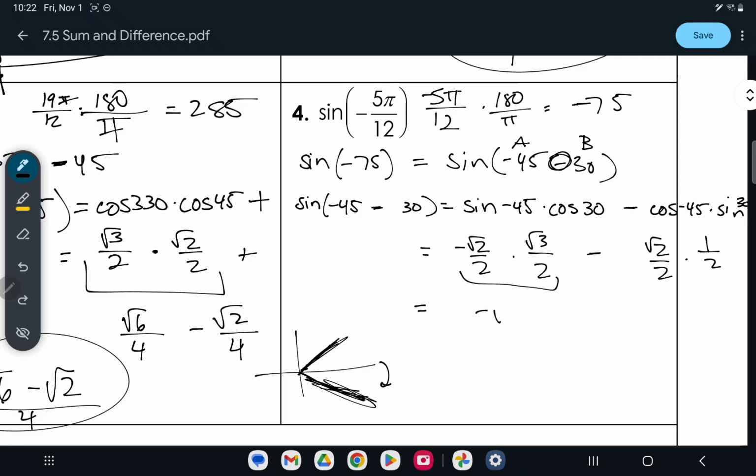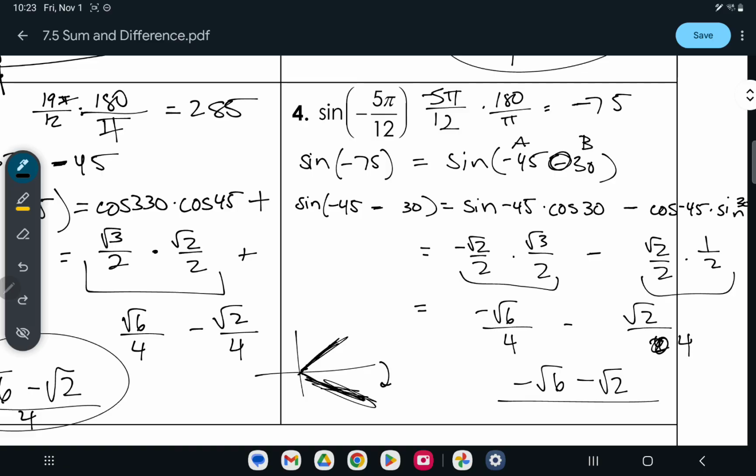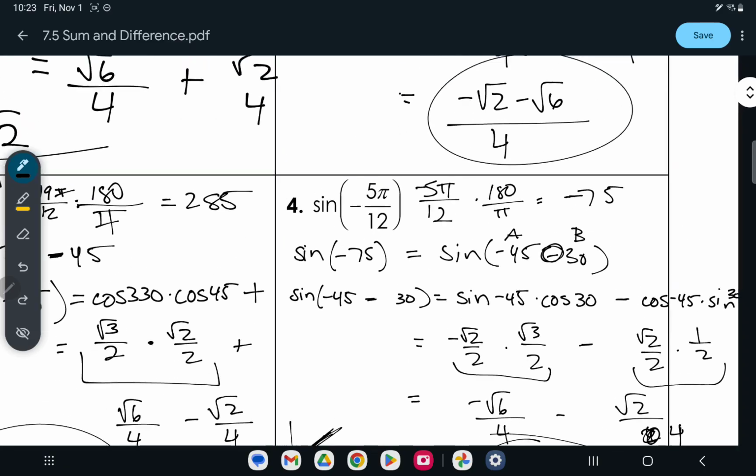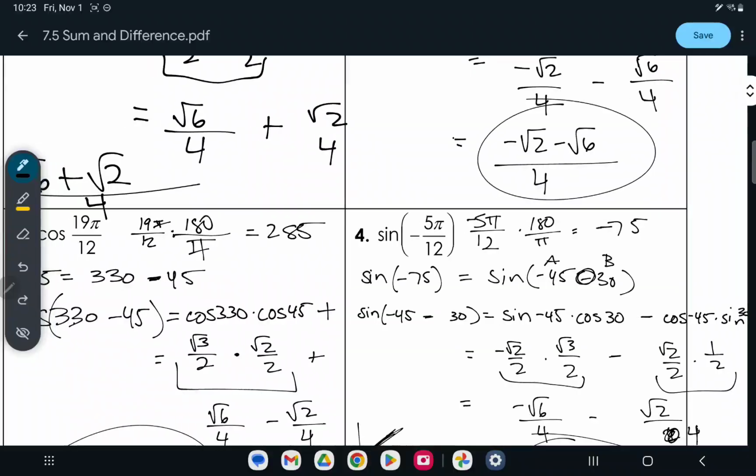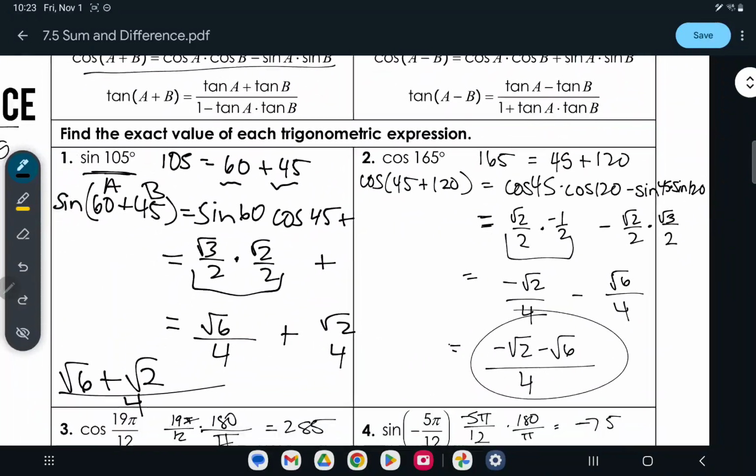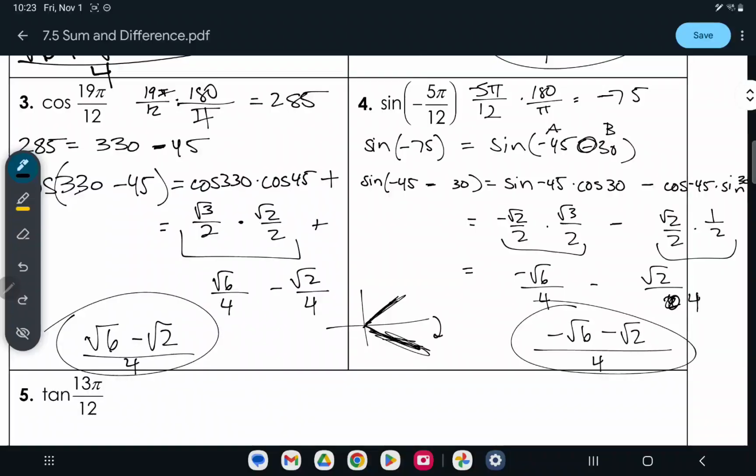So I'll multiply these, and negative root 6 over 4 minus root 2 over 4. So negative root 6 minus root 2, all over 4. I feel like it's the same thing. Crazy. Coincidental.